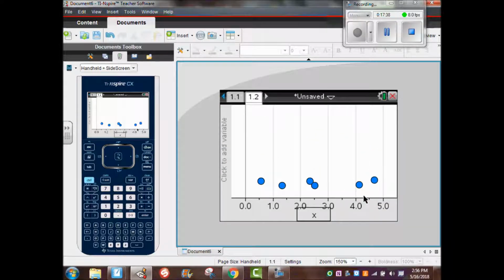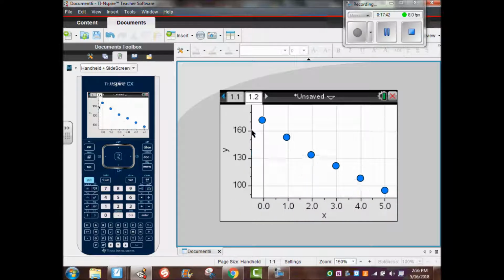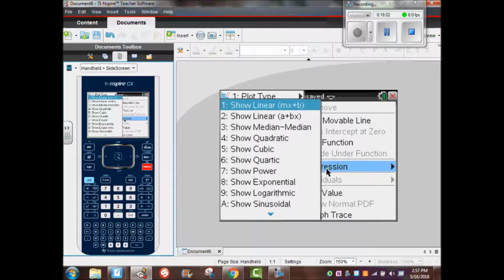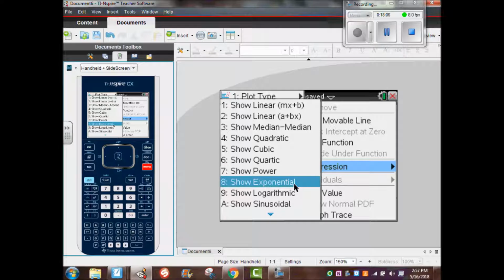Let's look at it. They told us it's exponential, so let's see. Okay, it tends to look a little linear there, but I bet if we had more data, we would see that it is exponential. So let's go to menu, analyze, and they did tell us exponential, so that's the one we must pick. Exponential is way down there at number 8.